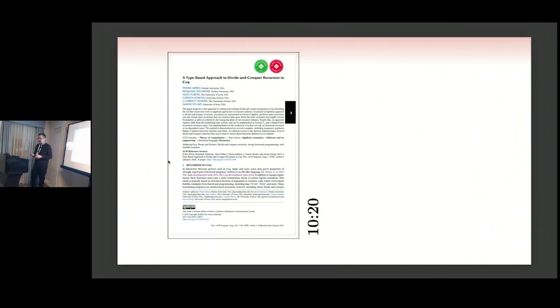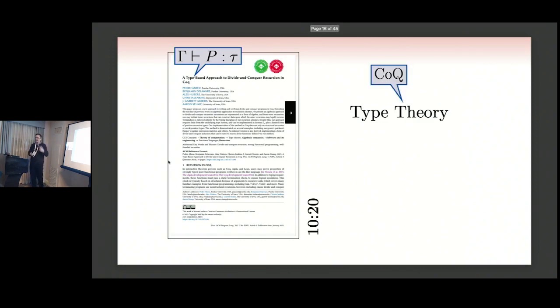So the first one is called Type-based Approach to Divide and Conquer Recursion in Coq. It is by some guys at Purdue and the University of Iowa here in the US. So what they do, by the way, can clearly be ascribed to the style of semantics at the bottom right in my figure, so type systems. So the topic here is type theory, in particular the kind of type theory on which Coq is based.